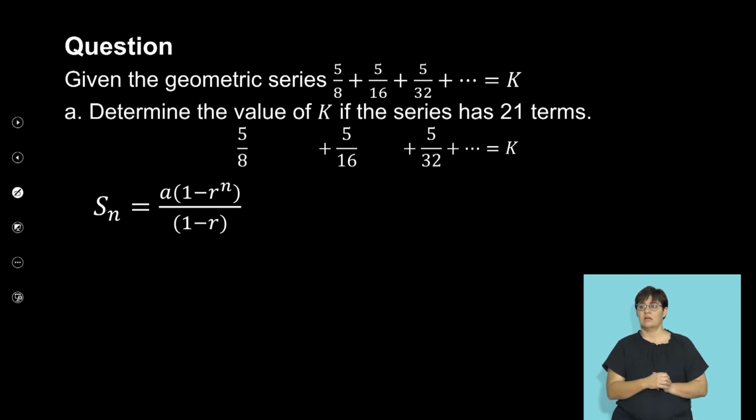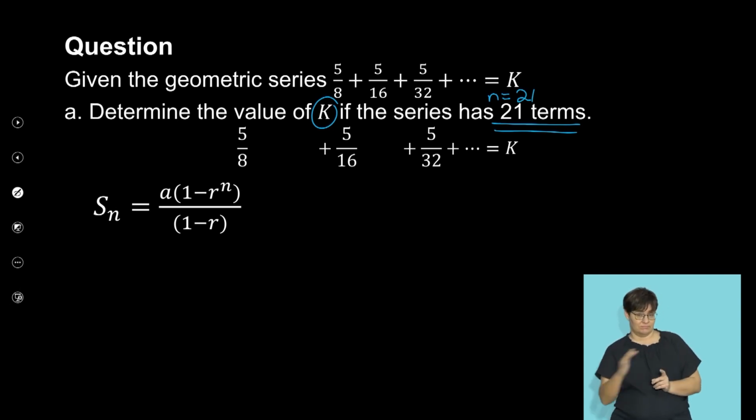So we are given the actual geometric series. We want to determine the value of k if it has 21 terms. This means that n will be equal to 21 because I know that there are actually 21 terms involved in this entire sequence. I need to establish what a is and what r is so that I can work to solve for k. Luckily, I can see that a will be 5 over 8 because it is the first term.